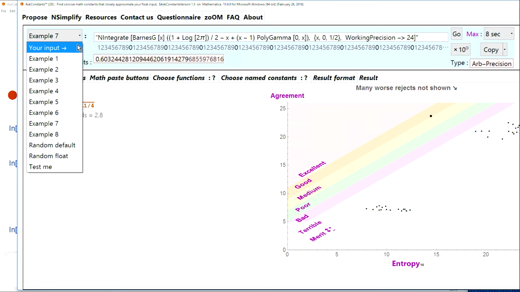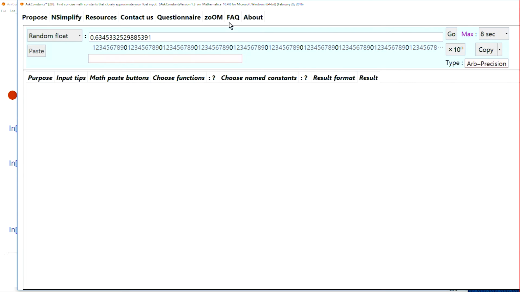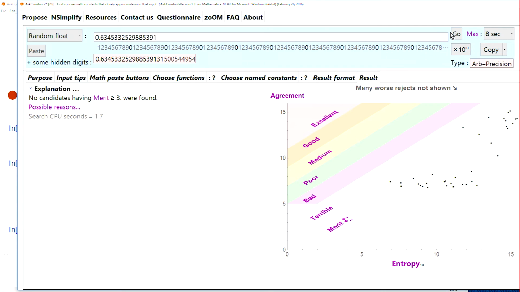And another nice choice is just to try a random one. Okay. And this is a random 16-digit float, and all I get is rejects. And that is the way it almost always is. You rarely get anything that's rated more than bad. Bad is the merit, that's the margin, the agreement minus the entropy, 10. And you rarely get a random float to get even up in this bar. I think once I've seen it up in the poor, okay?